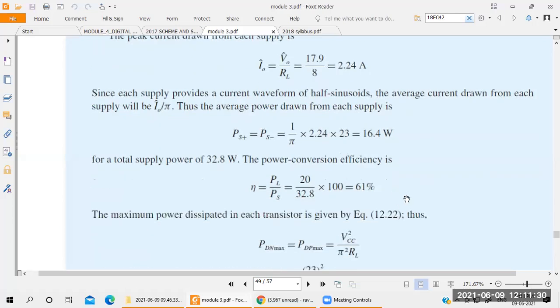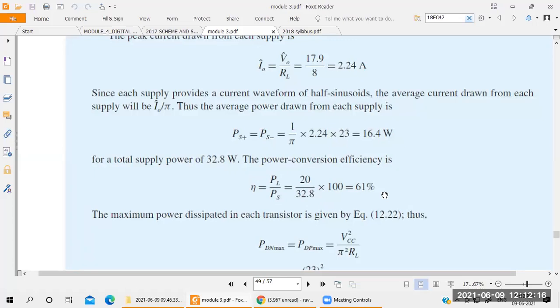For the total power, each transistor power is 16.4. If you combine both transistor powers, 16.4 plus 16.4, that is 32.8. Okay, if you combine both transistor powers, you'll get 32.8 watt. Now we can find the power efficiency here. That is PL divided by PS. What is PL given? 20 watt. What is the input obtained here? 32.8, multiplied by 100, you'll get 61% efficiency.